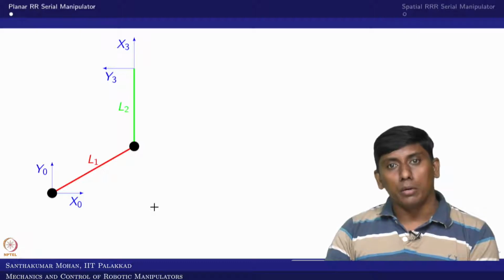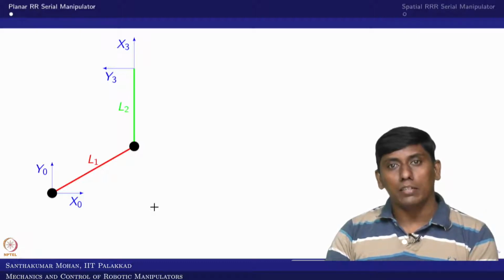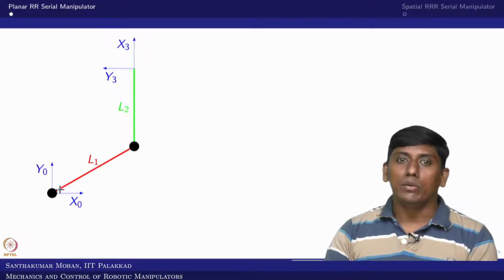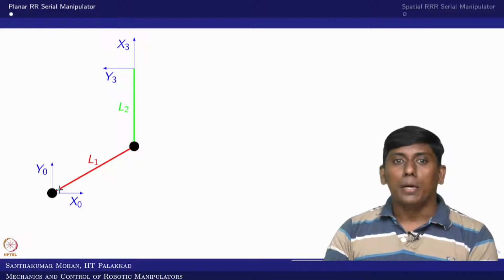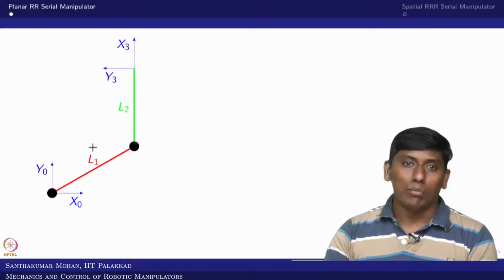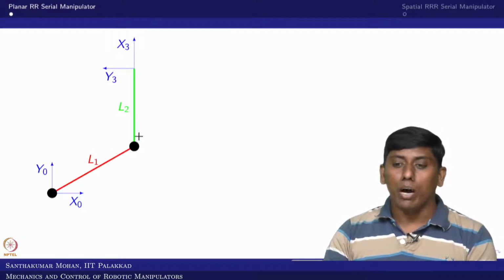I hope you remember the DH parameters. If I recall, alpha 0 is 0 and A0 is again 0. When you come to alpha 1, that is also 0, and A1 would be equal to L1. Similarly, alpha 2 is 0, and A2 is L2. On the other side, this is theta 1 and this is theta 2. So that is what we get.